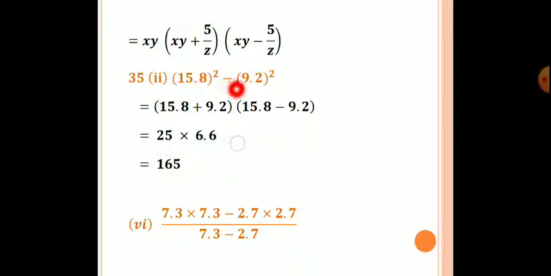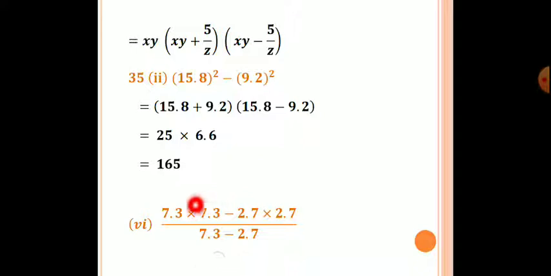Question number 35, part 2. 15.8 whole square minus 9.2 whole square. Again, it is in the form of a square minus b square. So we can write it as a plus b, which is 15.8 plus 9.2, and a minus b, that is 15.8 minus 9.2. So adding these two, we will get 25, multiplied by, subtracting these two we will get 6.6. So 25 multiplied by 6.6, the answer is 165.